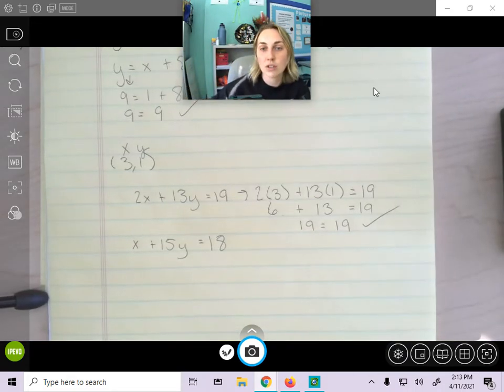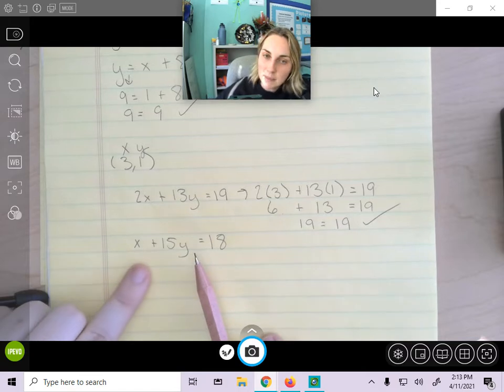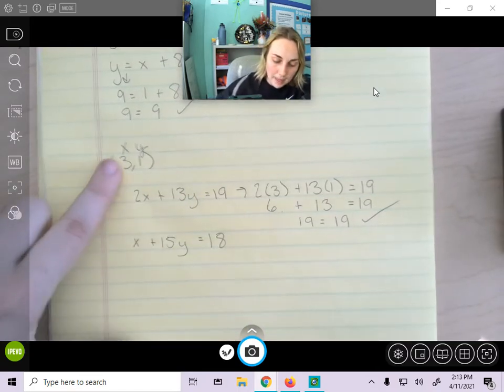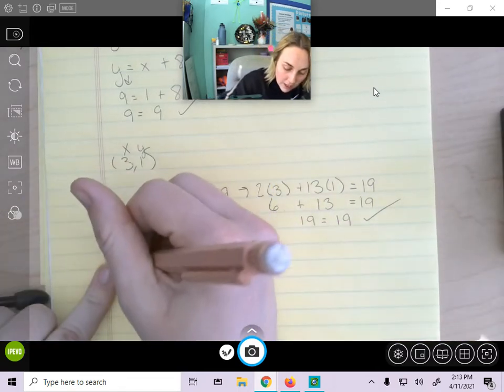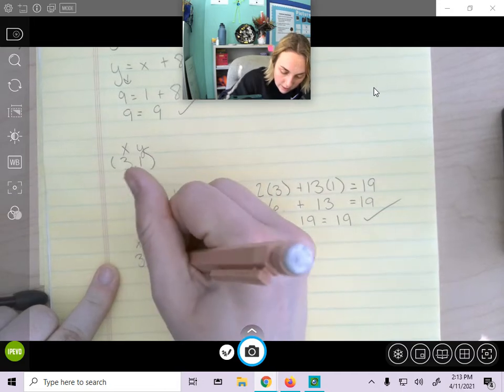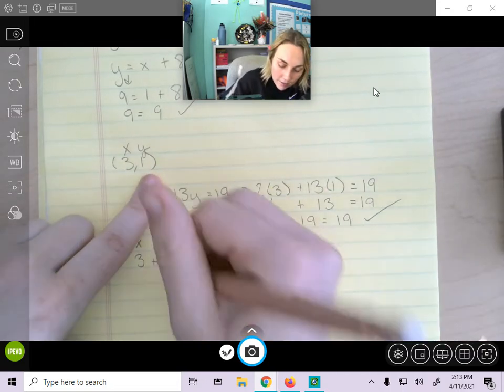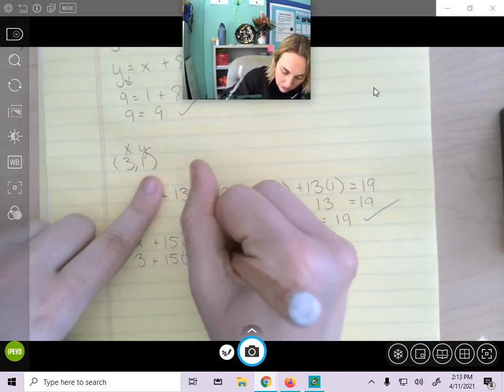So now I got to make sure it's true for everything else too. Same thing here. I'm going to plug this into here. Need my x value first. My x value is 3. Then I need my y value. My y value is 1. That's going to be equal to 18.